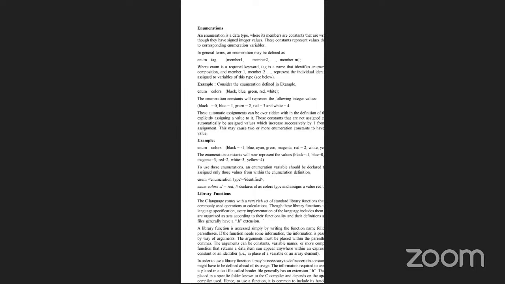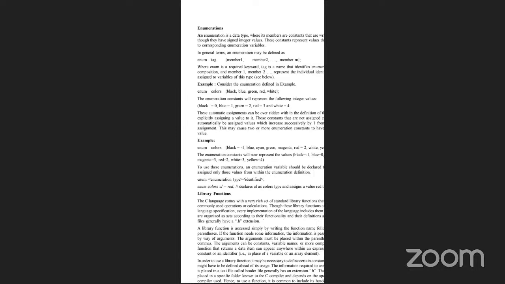So consider the enumeration defined in an example: enum colors {black, blue, green, red, white}. The enumeration constants will represent the following integer values. For example, black is 0, blue is 1, green is 2, red is 3, white is 4.